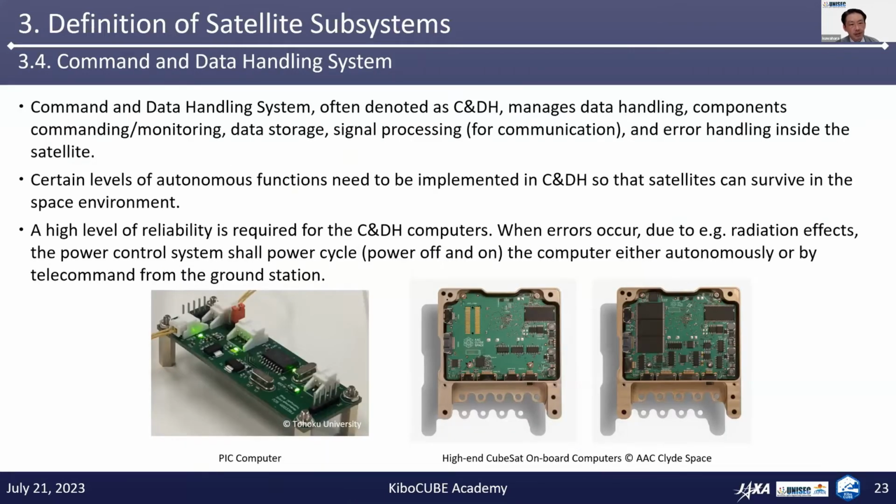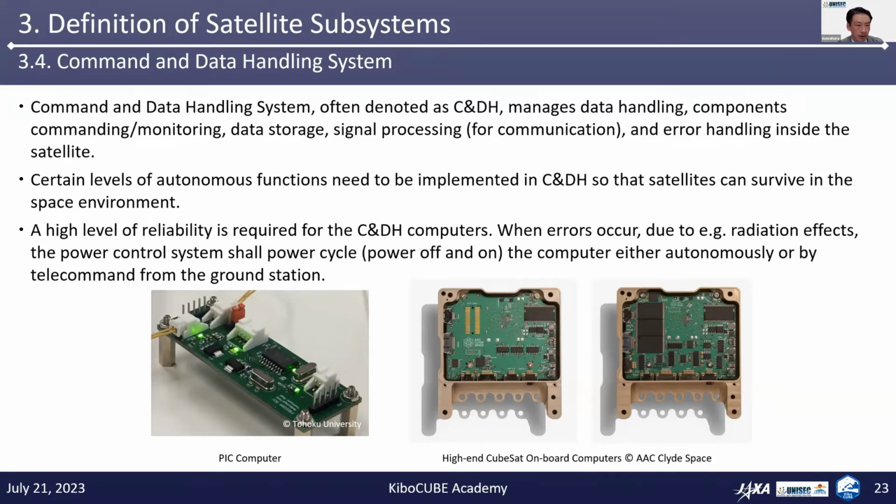The next subsystem is the command and data handling system. The command and data handling system, often denoted as C&DH, manages data handling components, commanding, monitoring, data storage, signal processing for communication, and error handling inside the satellite. Certain levels of autonomous functions need to be implemented in C&DH so that satellites can survive in the space environment. A high level of reliability is required for the C&DH components too.